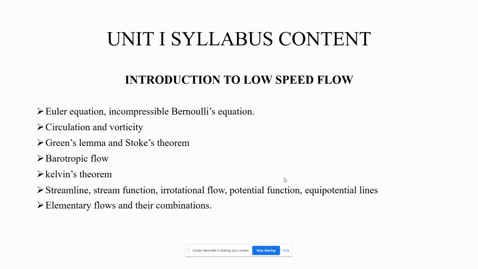In this Aerodynamics 1 syllabus, in the first unit we are going to cover Introduction to Low Speed. The subtopics are Euler equation, incompressible Bernoulli's equation, circulation and velocity, Green's lemma and Stokes theorem, barotropic flow, Kelvin's theorem, streamline, stream function, irrotational flow, potential function, equipotential lines, elementary flows, and their combinations.